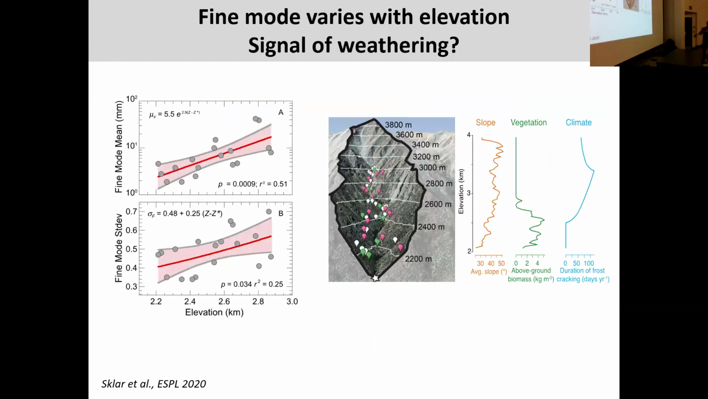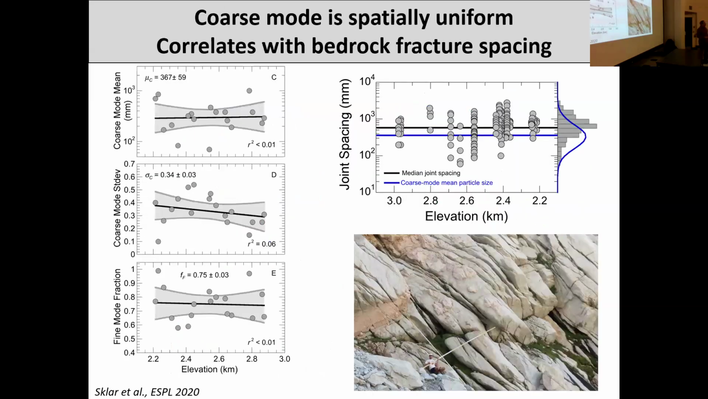There's the left-hand fine mode, and that is what varied with elevation. Not only did the mean of the fine mode get finer as you went down in elevation, but also the spread in the distribution got narrower. But the coarse mode didn't vary.